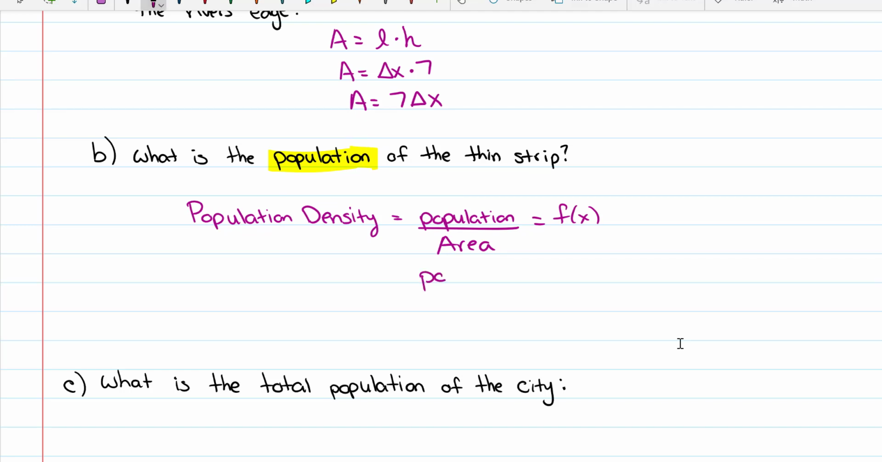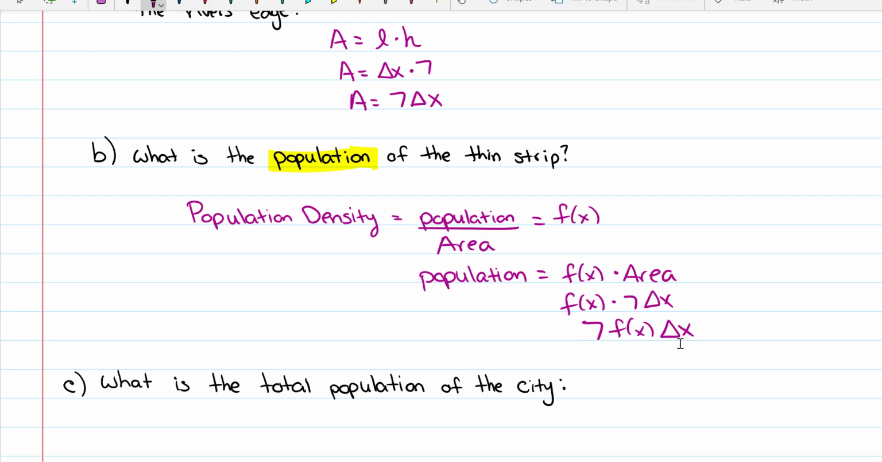So we get population is equal to f of x times area. And we know that the area is equal to 7 delta x. So we have 7 f of x delta x. This is going to be the formula for population.